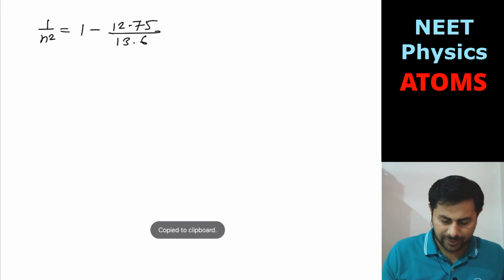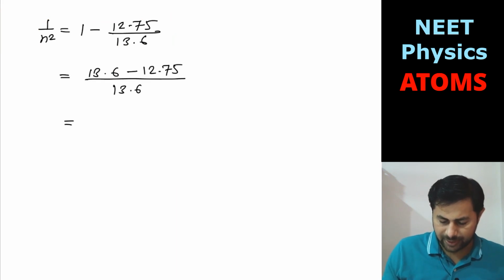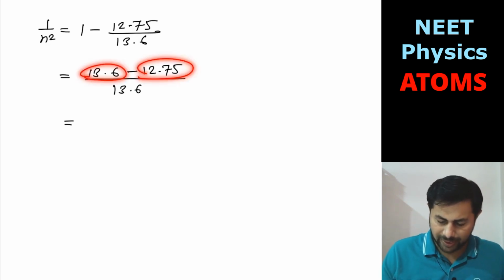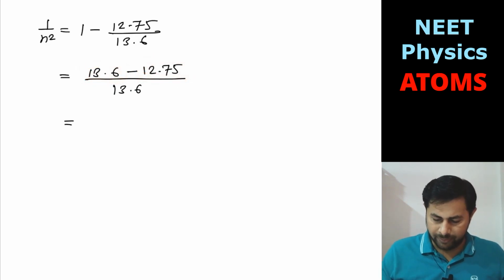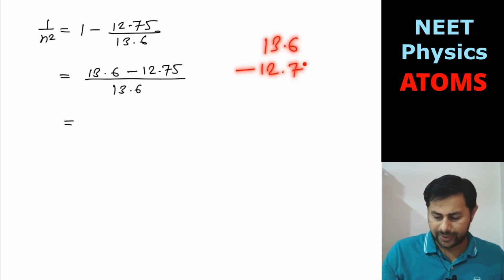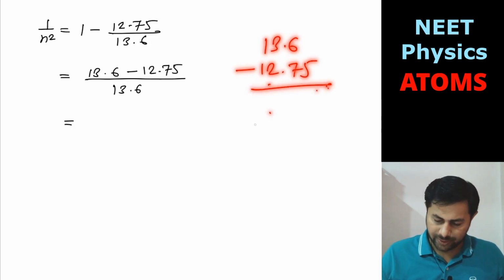So we got this. Then this is 13.6 minus 12.75 divided by 13.6, that's equal to 1 by n square. How much is 13.6 minus 12.75? Okay, it is 0.85 or something.